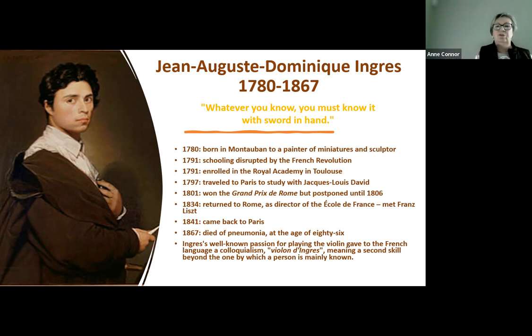But he liked it. In 1834, he returned to Rome, this time as director of the École de France, and met there Franz Liszt. So you see, the world is not two-dimensional. It's definitely three-dimensional. He came back to Paris in 41 and died at the age of 86 of pneumonia.